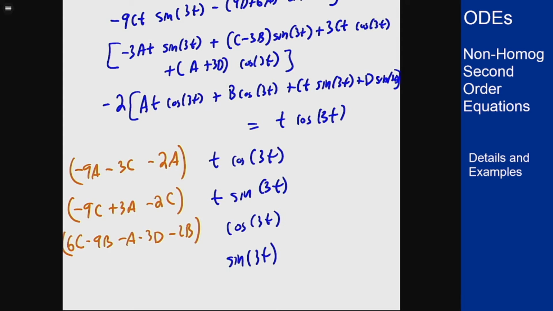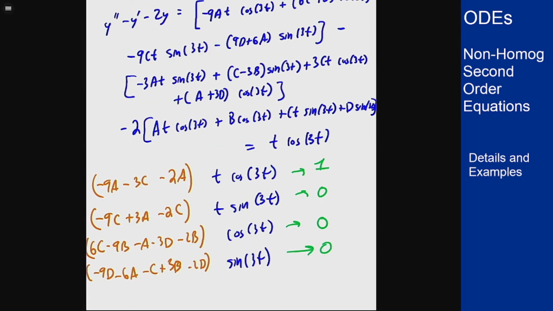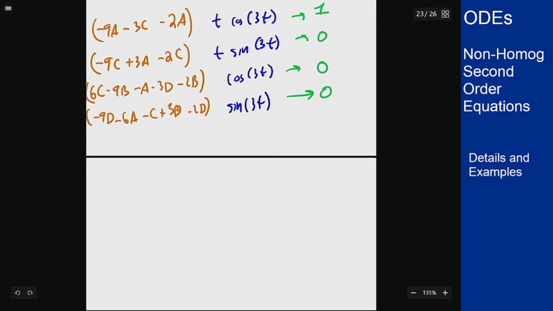And for sine of 3t, we end up with negative 9d minus 6a minus c plus 3b and minus 2d. And based on the right-hand side, I want this to be 1, this to be 0, this to be 0, and this to be 0. What am I left with? Well, I'm left with a system of equations.